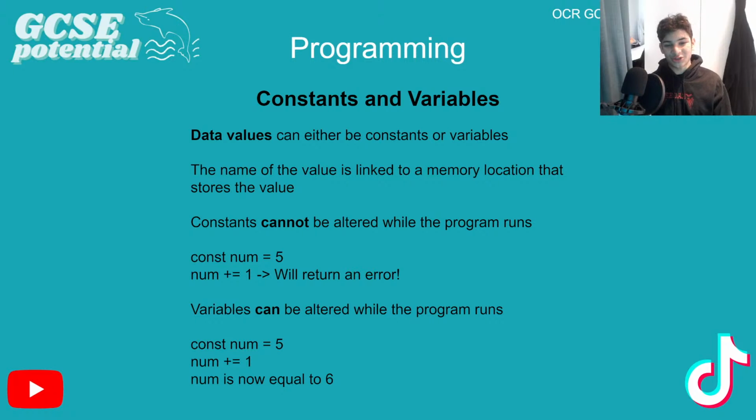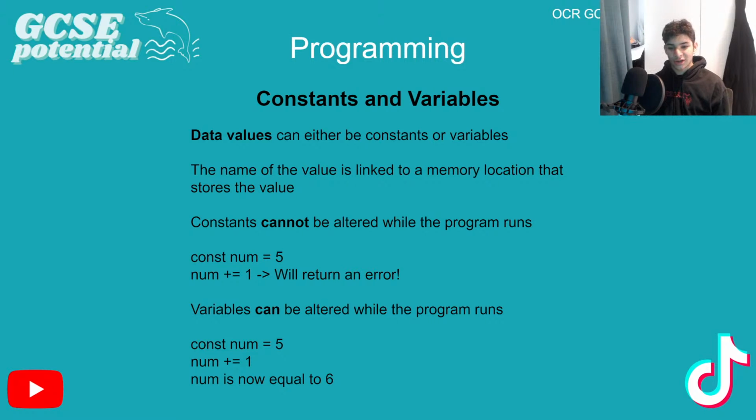Constants cannot be altered when the program runs. Guess why? They're constant. Constant means it doesn't change. So the example here is that we have a constant. We assign num to the number 5, and it's a constant. If you try and add to it, it just won't work. It'll return an error.